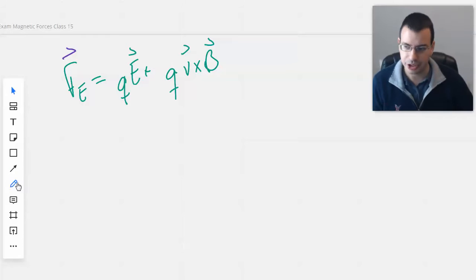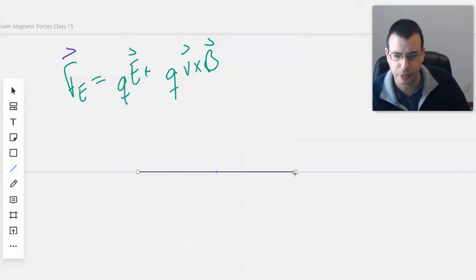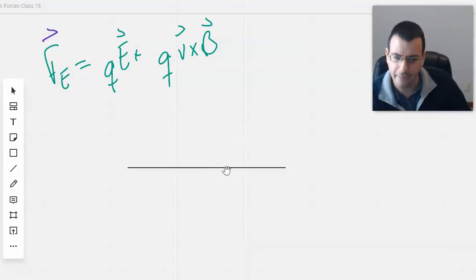So you've probably heard somewhere that the magnetic force doesn't actually exist. And that's totally true. Mostly true. I'm going to say it's true.